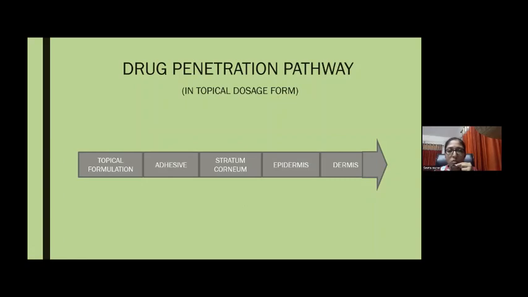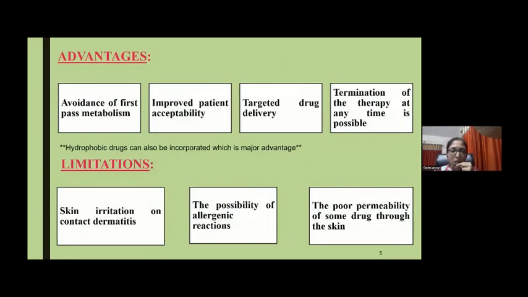The drug penetration pathway is also important in topical dosage forms, where the drug penetrates from the surface of the skin into the lower layers of the epidermis and dermis. Now, a few of the advantages of emulgels are that they avoid first pass metabolism, increase patient acceptability, allow targeted drug delivery, and termination of the therapy at any time is possible.